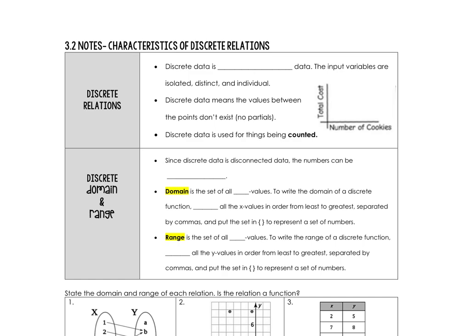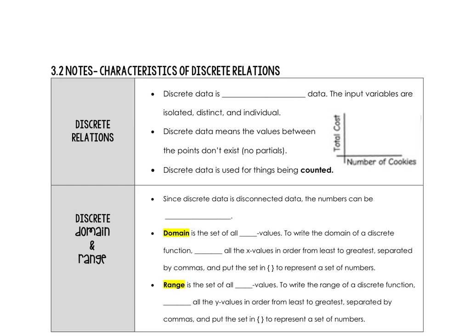All right, let's go ahead and get started. So 3.2, what we're going to be talking about is characteristics of discrete relations.